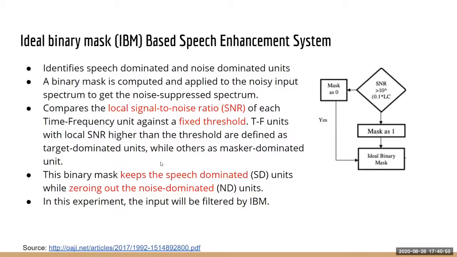Now, as mentioned earlier, one very important speech enhancement technique that this paper uses is the ideal binary mask. So with ideal binary mask, for each time frequency unit, if the SNR, if the noise is above a threshold, that unit is masked. And if the noise is within acceptable limits, that unit is kept as is.